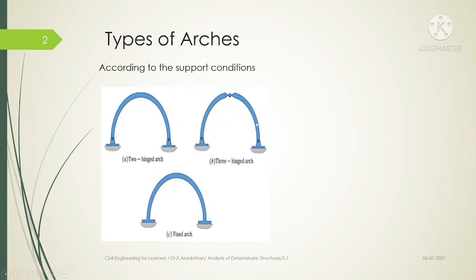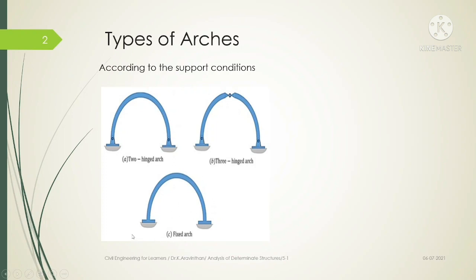This is why the three hinged arch is known as a statically determinate structure, and the two hinged arch is a statically indeterminate structure. Why? Because it will have more than three support reactions. At support A, for example, it will have two reactions. At support B, you will have two reactions. So totally you will have four reactions. If you want to find the indeterminacy, 4 minus 3. Here 3 is the number of equilibrium equations available, and it will be 1. So the two hinged arch will be 1 degree of indeterminacy, and the fixed arch will be 3 degrees of indeterminacy.